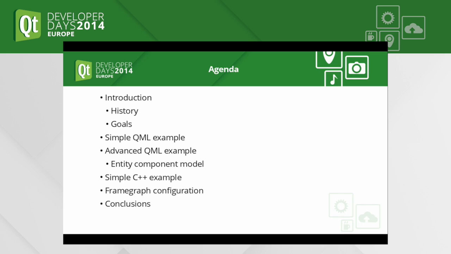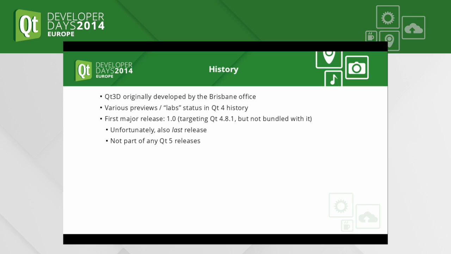So, next slide, please. Oh, you can do it. Okay, so this is Qt3D 2.0 we're introducing. We need to talk about the past and what came before. There was a Qt3D 1.0 developed by the Nokia Brisbane office, which went through various preview and lab statuses in the history of Qt4.